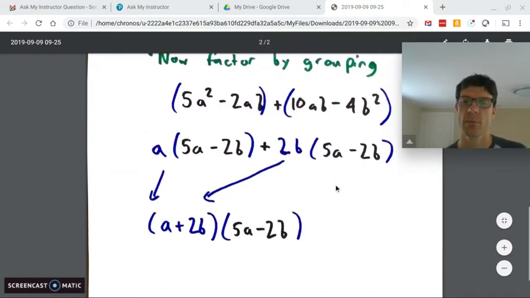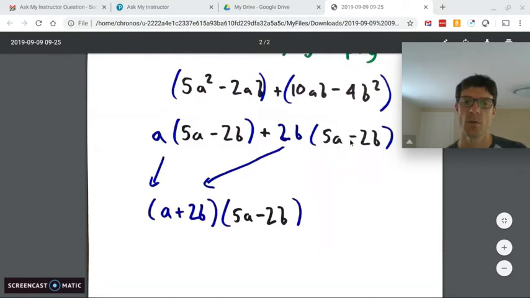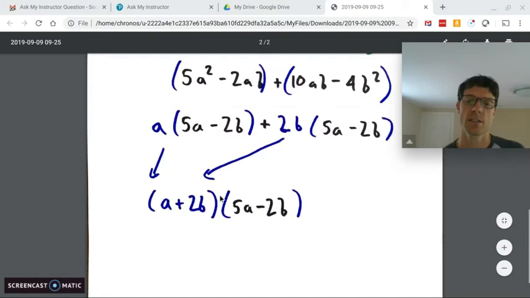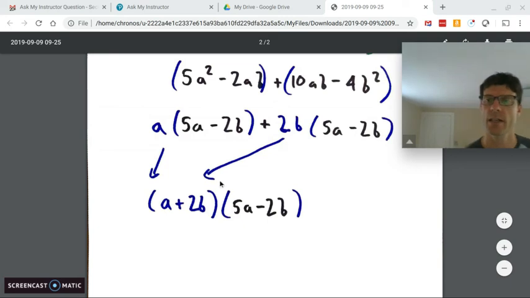Because that allows me to do my next step, which is really just to have the 5a minus 2b here and to pull out these 2, the a plus 2b out in front, okay? So then we have just, we factor this. It's a multiplication of 2 binomials. So I hope that helps on this problem. There's some challenging aspects to it.